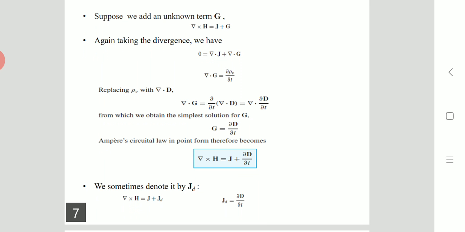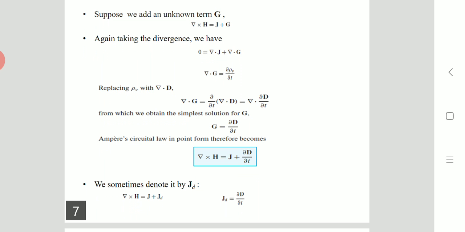Now again we take the divergence. Taking the divergence of this equation, del dot J plus del dot G is considered as 0. Now we equate this, and del dot G can have the value of dou rho V by dou T.